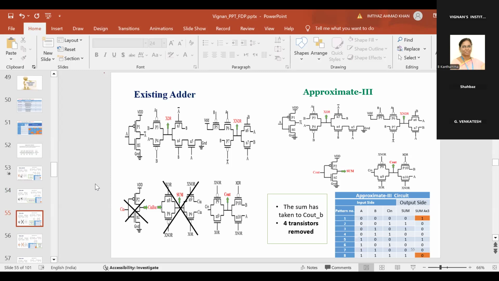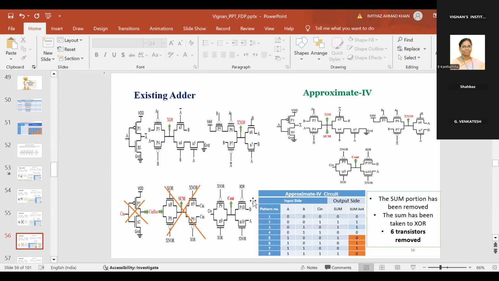Same condition. I cut down this value, but this time I have taken sum from XOR, because of XOR logic: if A and B are high, then XOR will be low. So a total of four values will be wrong.